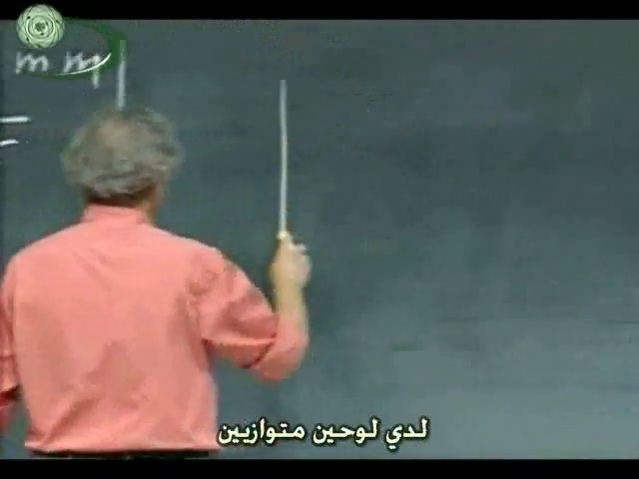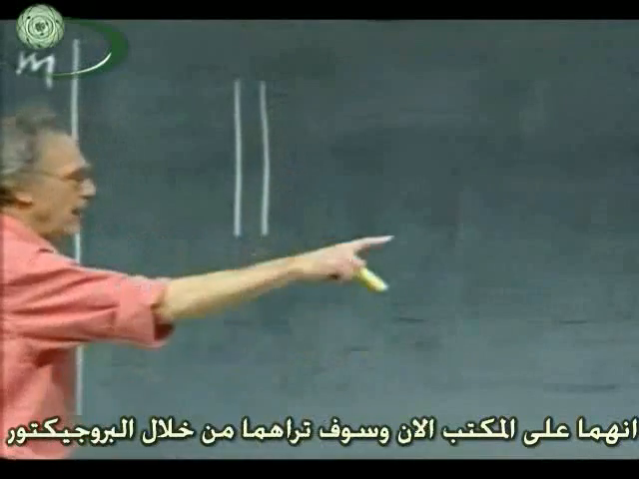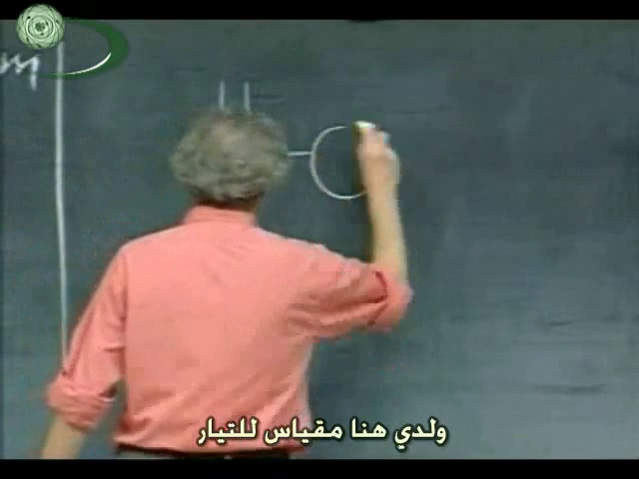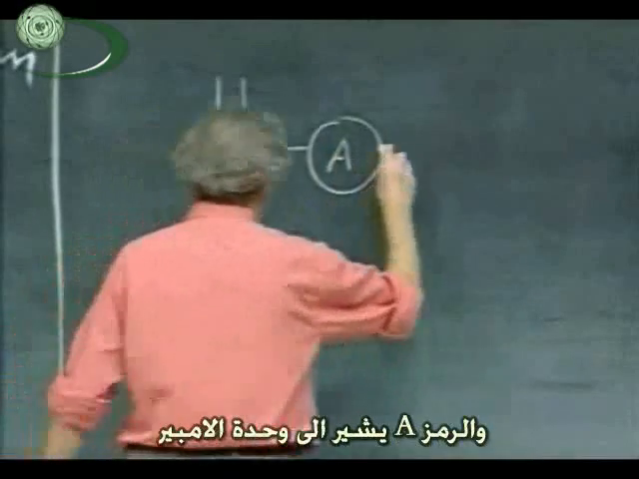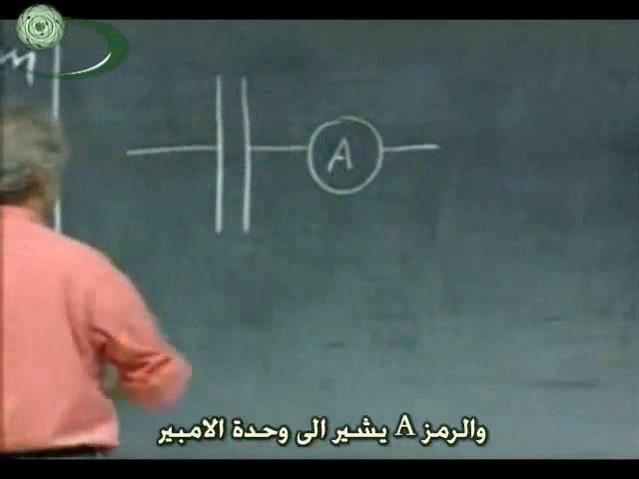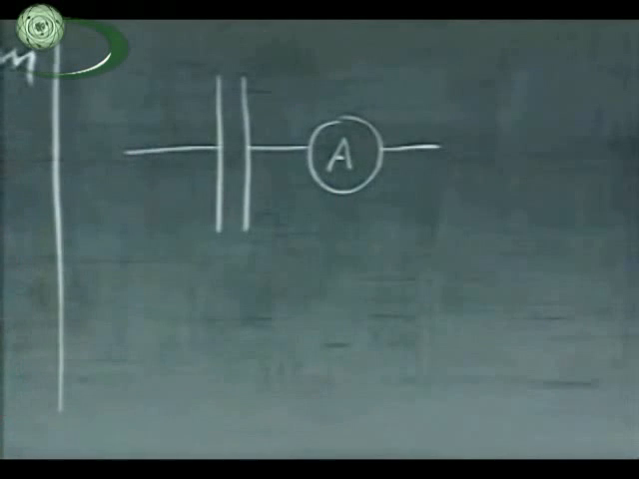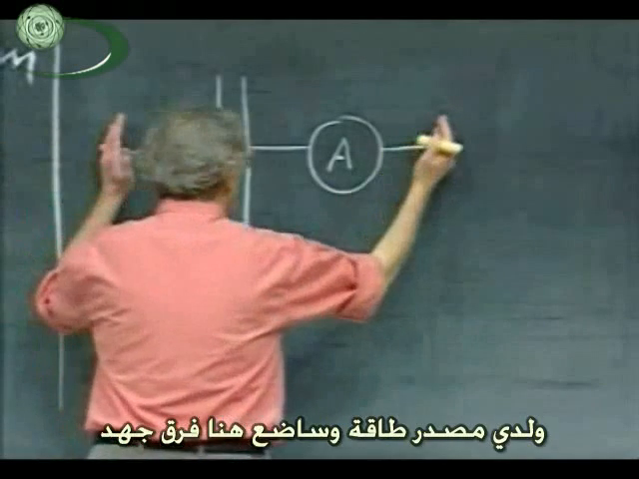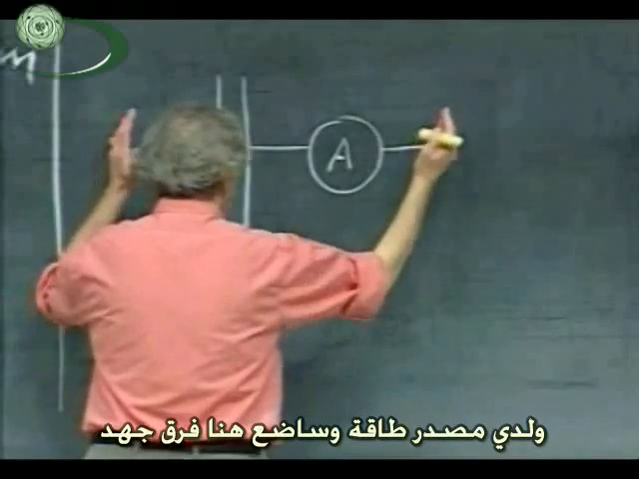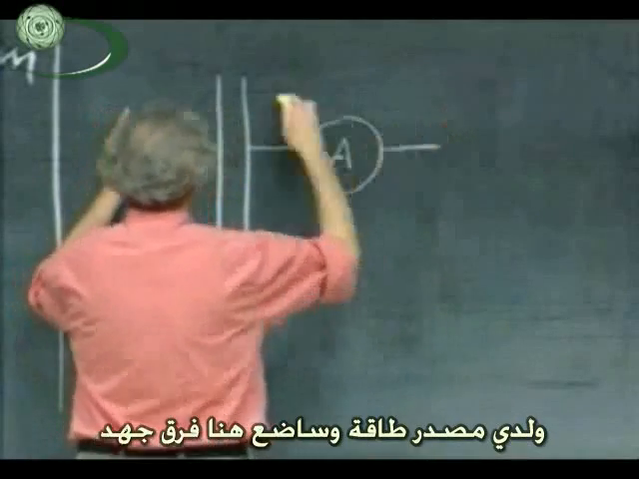I have two parallel plates. They're on the table there. You're going to see them shortly projected there. And we have here a current meter. I put an A in there for amperes, symbolic for current meter. And I'm going to have a power supply and put a potential difference over here. This is the capacitance.